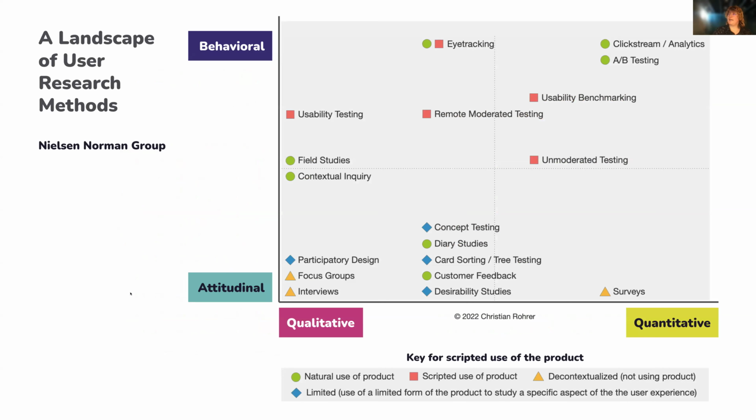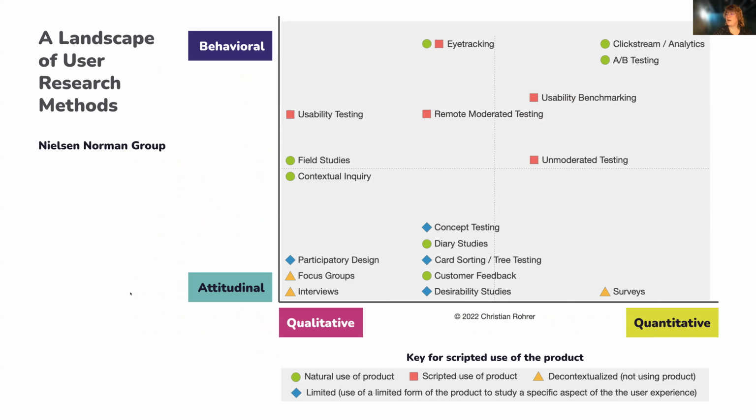This is a landscape of user research methods that we've pulled from Nielsen-Norman Group. On one axis, you can see how these fall on a behavioral or attitudinal scale. And on the other axis, you can see how they fall on a qualitative or a quantitative scale.